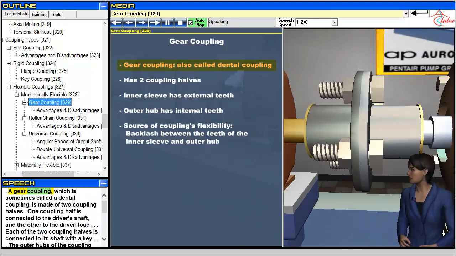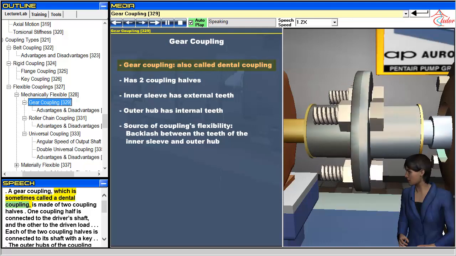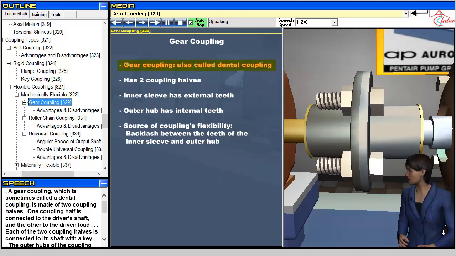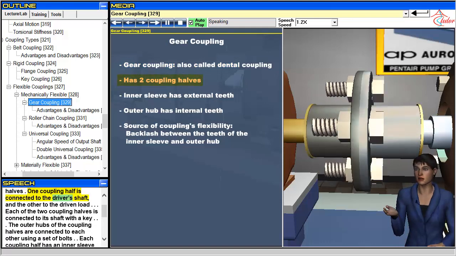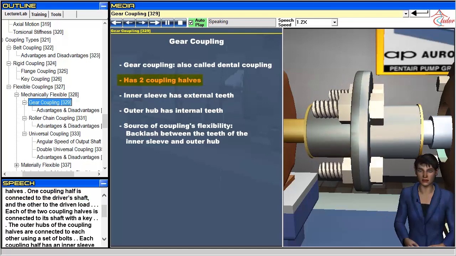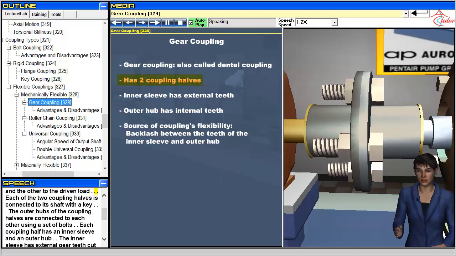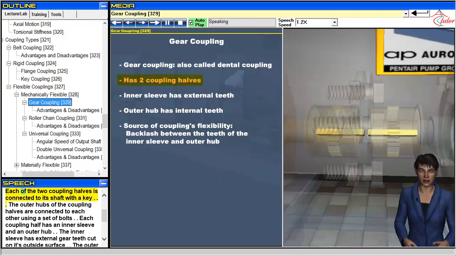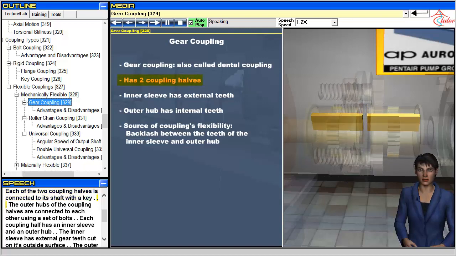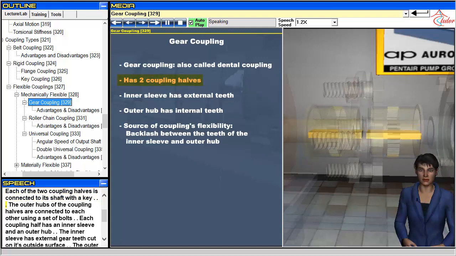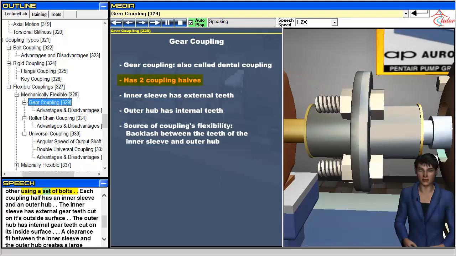A gear coupling, which is sometimes called a dental coupling, is made of two coupling halves. One coupling half is connected to the driver's shaft, and the other to the driven load. Each of the two coupling halves is connected to its shaft with a key. The outer hubs of the coupling halves are connected to each other using a set of bolts.